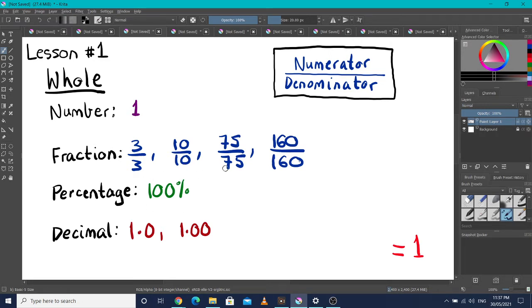On a test, you must always put the percentage sign next to your answer so that it is not confused with a whole number or a decimal. And then in terms of a decimal, the following decimals are representative of a whole, being the number 1. If the number was 2, for instance, then your decimal would be 2.0 and your percentage would be 200%.